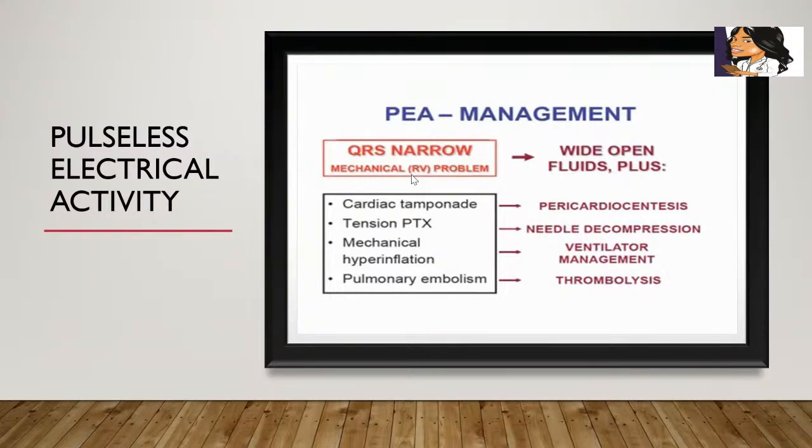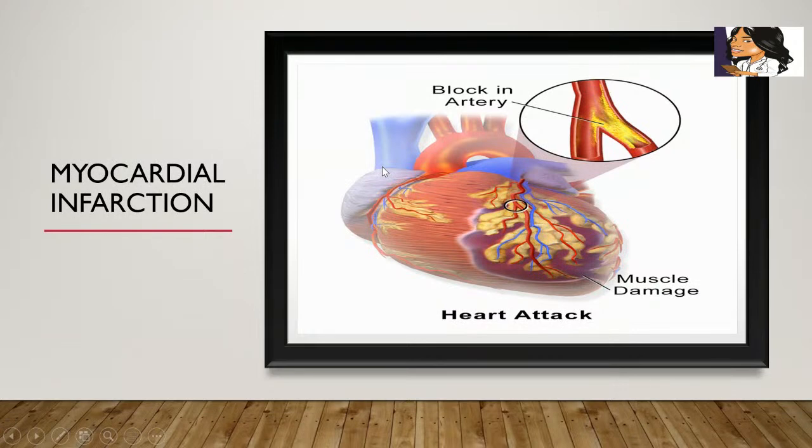And pulseless electrical activity. All right. Normally, what puts someone into pulseless electrical activity, guys, is a development of a cardiac tamponade. Maybe the patient may have a tension pneumothorax, mechanical hyperinflation, or pulmonary embolism. So when you have a patient who has pulseless electrical activity, so no pulse, but the electrical activity is still showing on the monitor, it's usually the patient has a cardiac tamponade, tension pneumothorax, mechanical hyperinflation, or pulmonary embolism. So that's the main reason why you always want to do your rounds, because some patients may be in cardiac tamponade, won't have a pulse, but the monitor is showing electrical activity. So you always want to treat the patient, not the monitor.